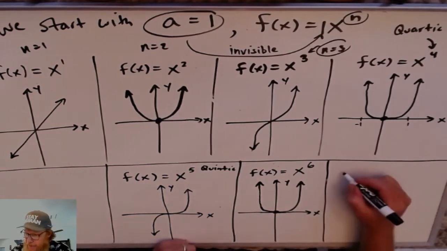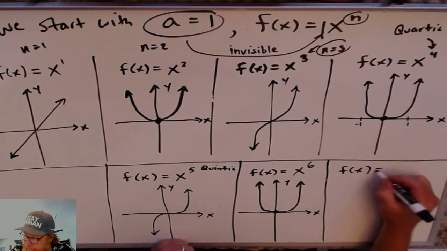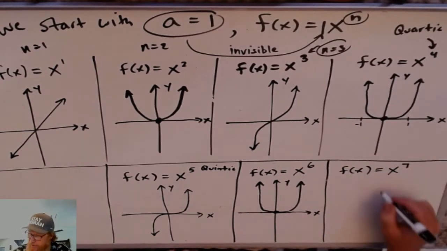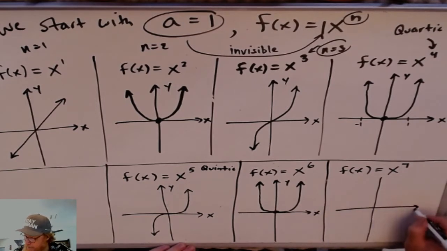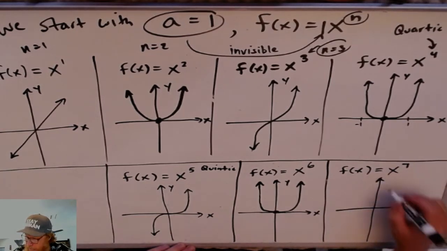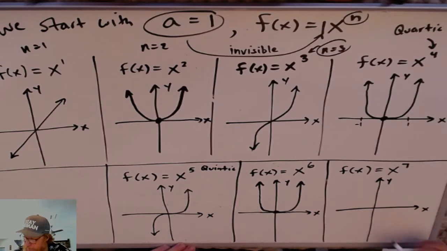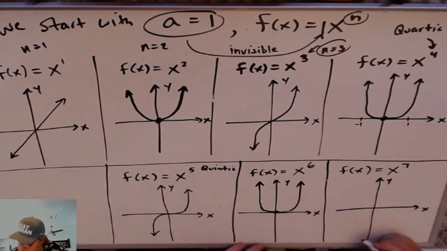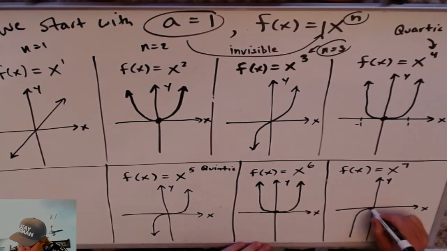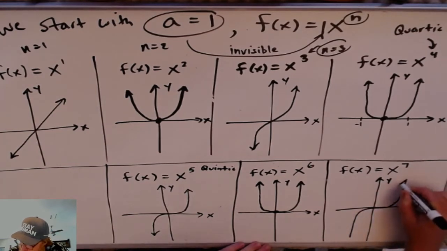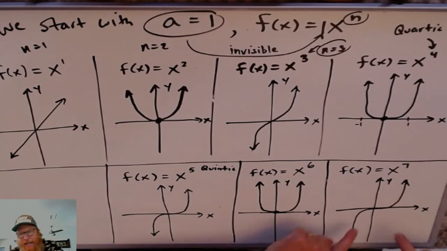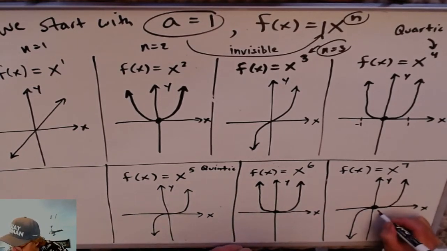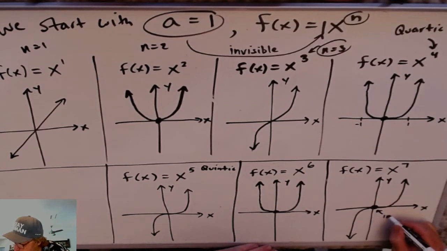Okay, let's do one more. It's called the septic, x to the 7th. And you can just imagine the pattern continues. After this, it would be the 8th power and the 9th power and so on. The septic looks a lot like the quintic. It's just flatter still. And again, it might look like it's touching more than once, but it is only touching one point. This point is called the inflection point.